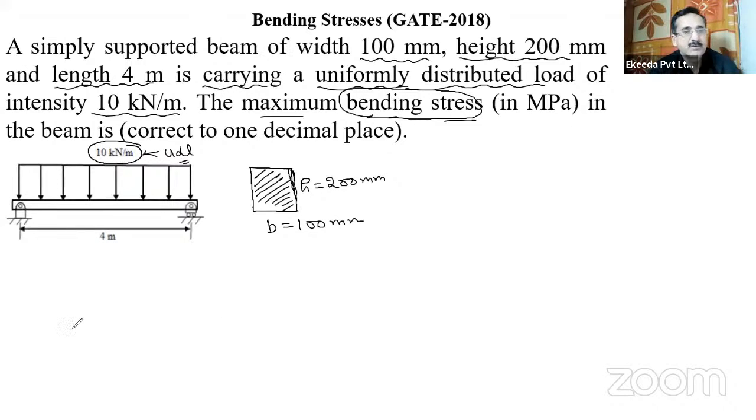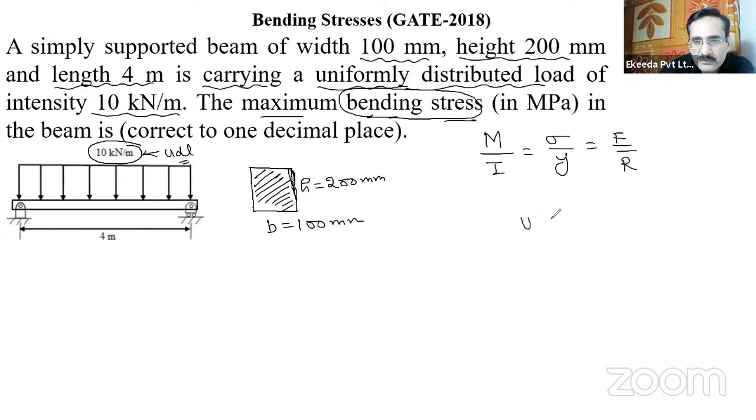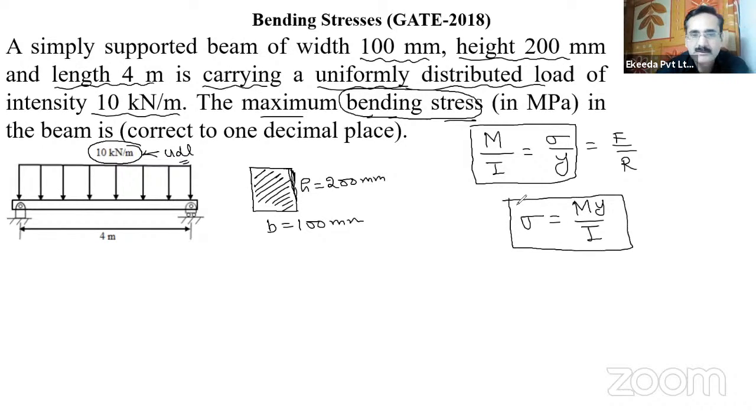For maximum bending stress, you have to look for two things. We know the formula M by I equals sigma by y equals E by R. Solving this, sigma will be equal to M y by I. If you want maximum bending stress, because the failure takes place due to maximum bending stresses, then the bending moment should be maximum and y should be maximum.